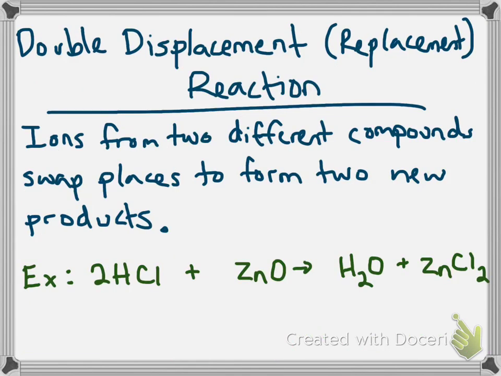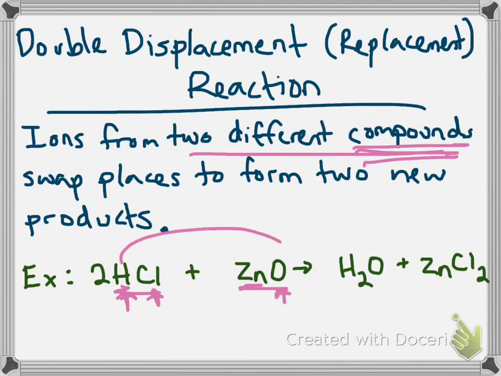The fourth type of reaction is a double displacement or a double replacement reaction, and this occurs when ions from 2 different compounds, so now we have 2 compounds, swap places to form new products. So here are our 2 compounds, HCl and ZnO, and I want you to notice the cations are always written first. I know hydrogen is a little tricky because it is a non-metal, but in this case it's going to act as a cation, and chlorine and oxygen are our anions.